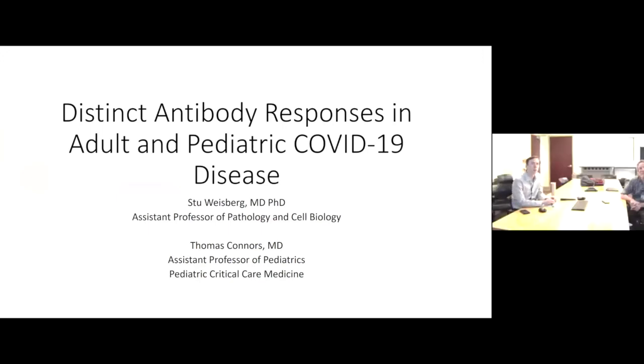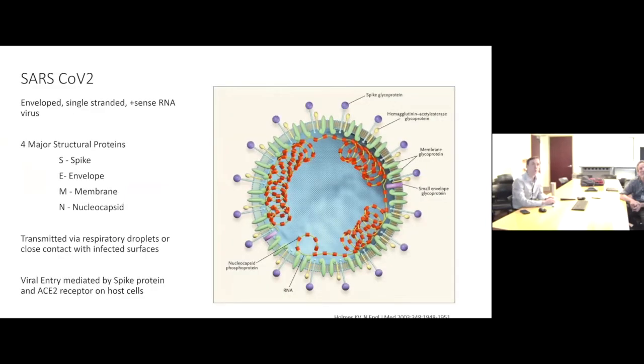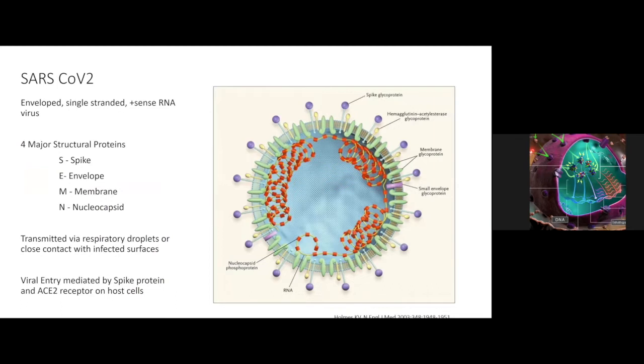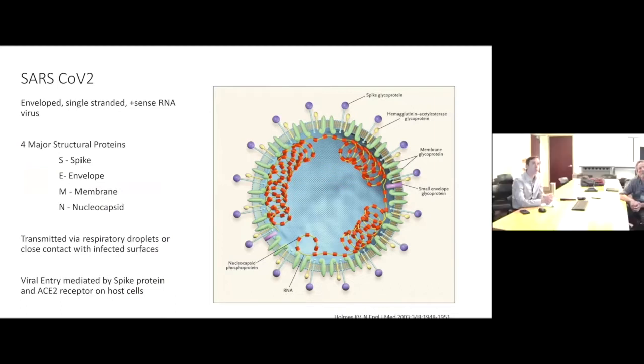We're excited to present our work on distinct antibody responses in adult and pediatric COVID-19 disease. By way of background, we all know now that SARS-CoV-2 is an enveloped single-stranded positive sense RNA virus. The major structural proteins are the S protein for spike, E for envelope, M for membrane, and N for nucleocapsid. It is transmitted primarily via respiratory droplets or close contact with infected surfaces, and viral entry is mediated by the spike protein and its interaction with ACE2 receptors on host cells.